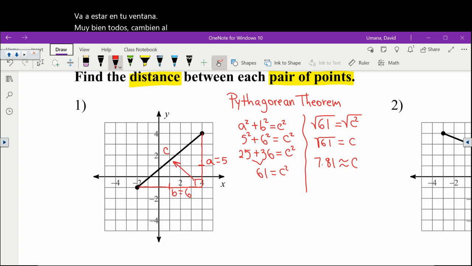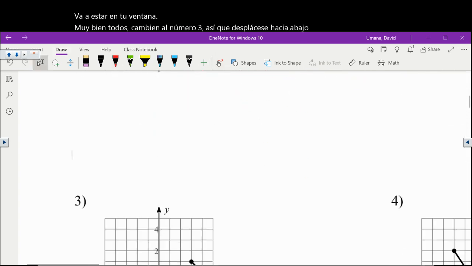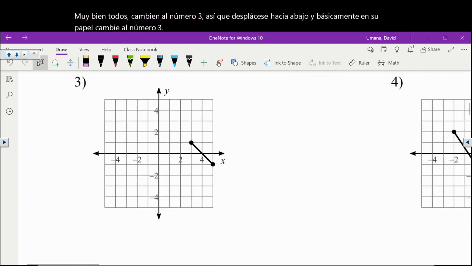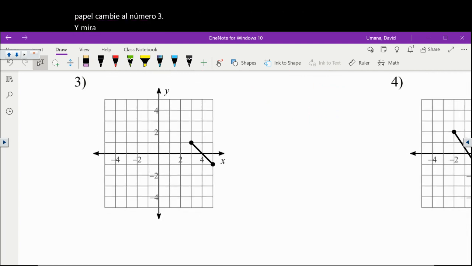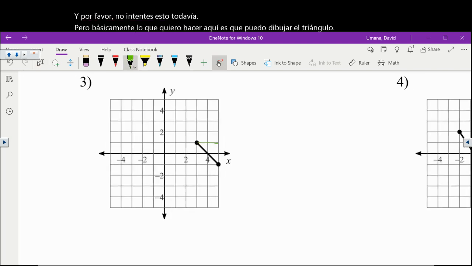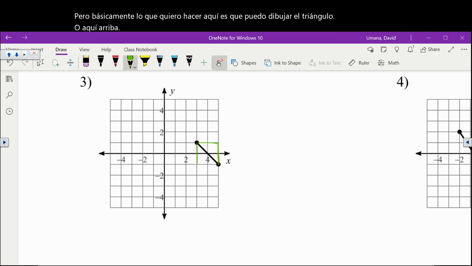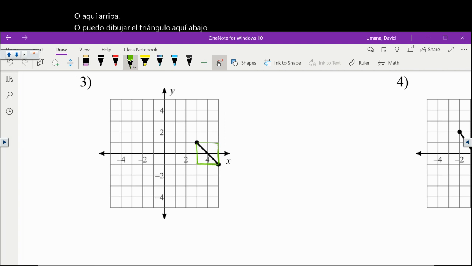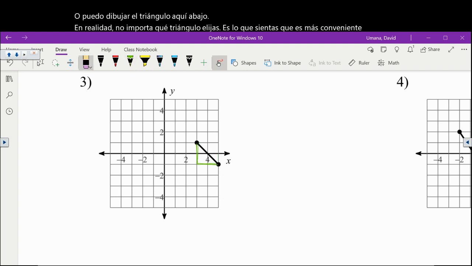So scroll down and basically on your paper, switch over to number 3. And see, the thing is that I have to try to make this triangle thing no matter what kind of line they make me. So sometimes it's flipped one way, sometimes it's flipped the other. And please don't draw this yet. But basically what I want to do here is I can draw the triangle either up here or I can draw the triangle down here. It actually makes no difference which triangle you choose. It's whatever you feel is more convenient to you. So for me, I'm going to keep the lower half.